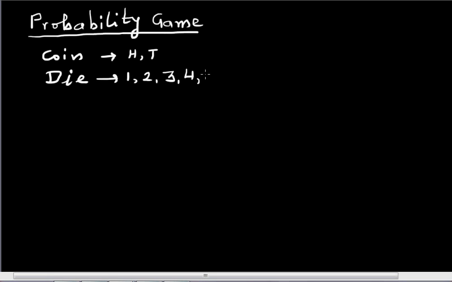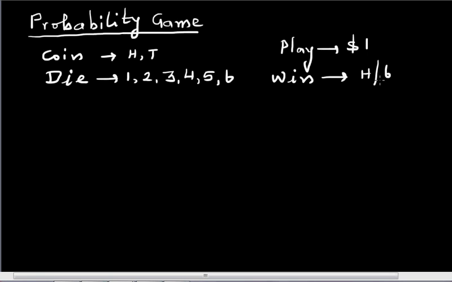Now, to make it exciting, let's say you pay to play this game. To play, let's say you pay $1 and you win the game. How would you define winning? You can make up your own game like this. If you get a head and then a six, you win. If you get anything else, you lose. That means you pay $1 to play, and if you get a head and a six, you win, and you win how many dollars? Let's say you win $10.